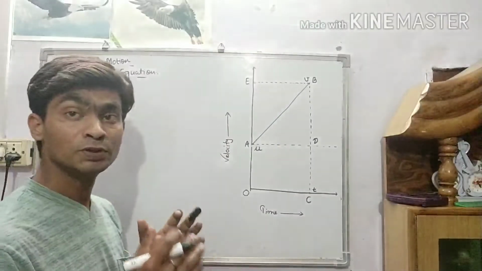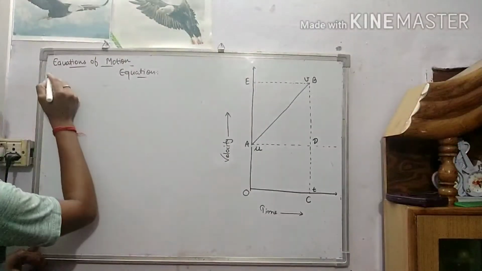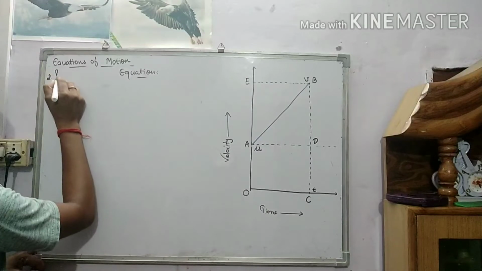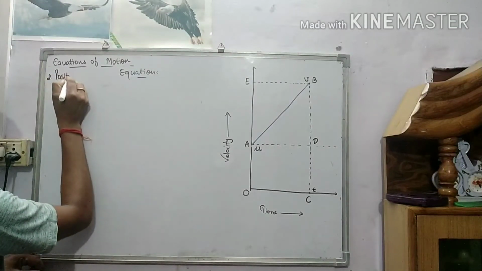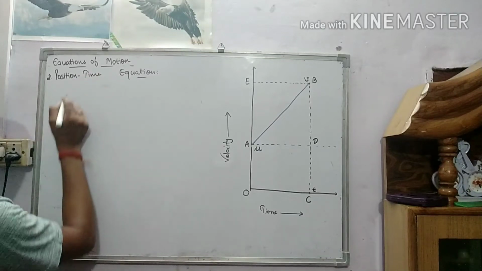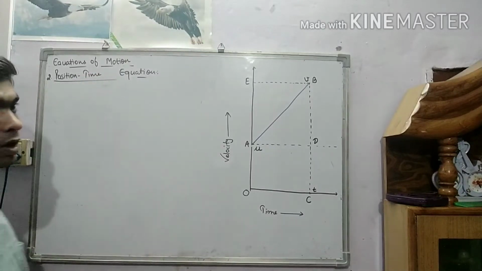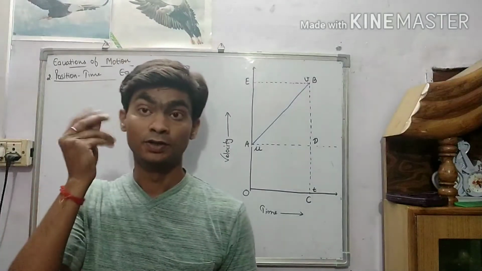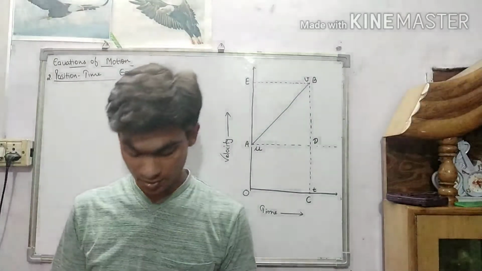Second is the position time relation. Position time equation or position time relation. So how can we prove it? Let us see here.